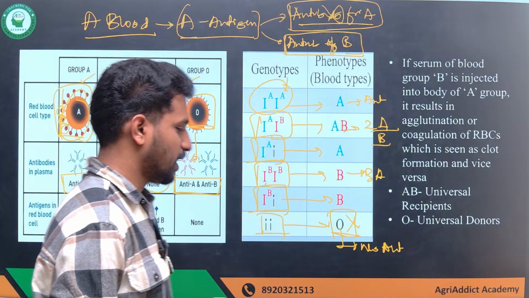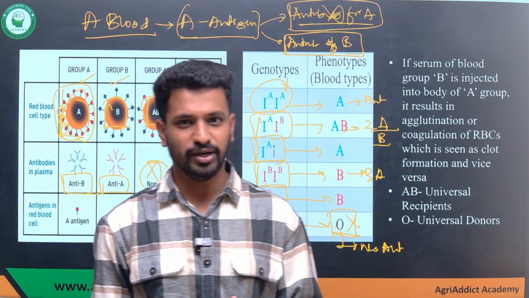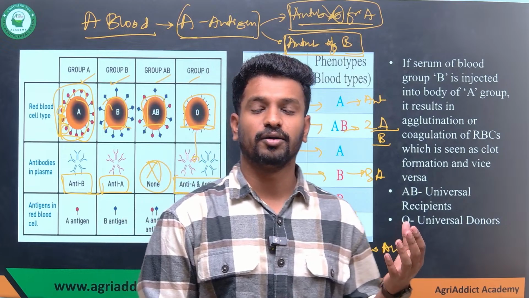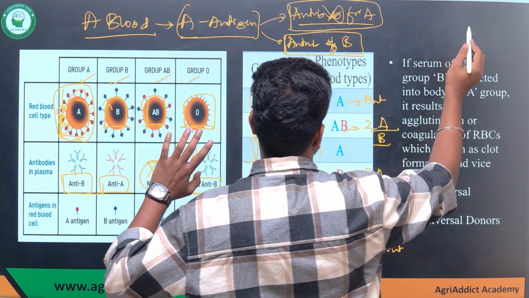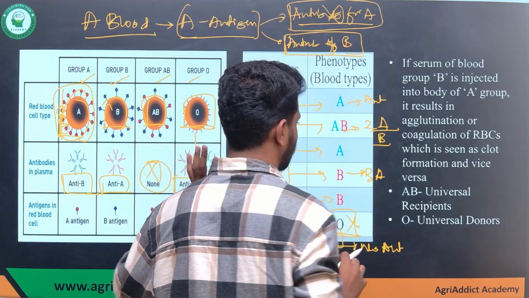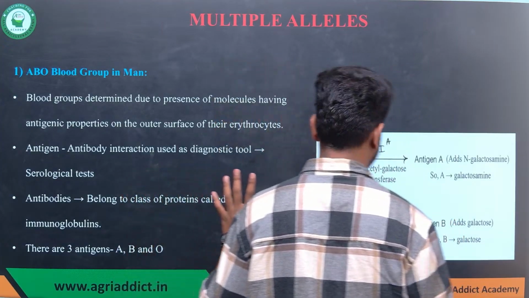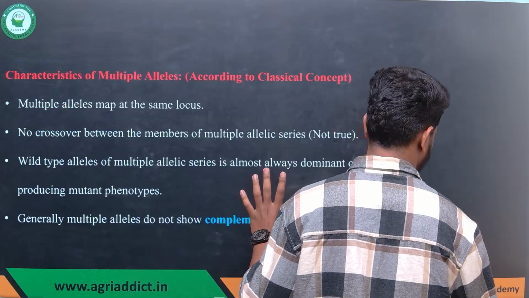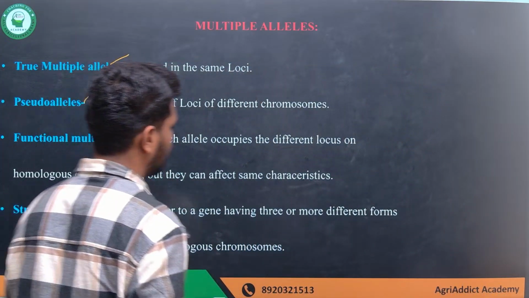Any type of question, such as the father having blood group A and the mother having blood group B, what are the possible combinations in the progeny? If they ask this, you have to make all the cross combinations and answer the question. They will be very simple. You should answer that without fail. One thing I told you about is true multiple alleles and pseudoalleles. I'll come to this now.